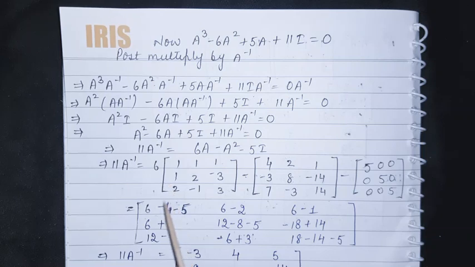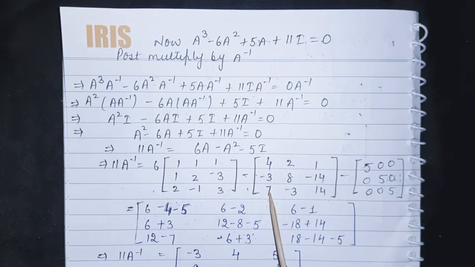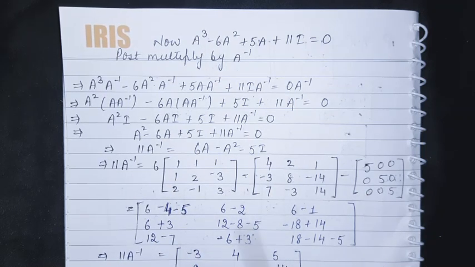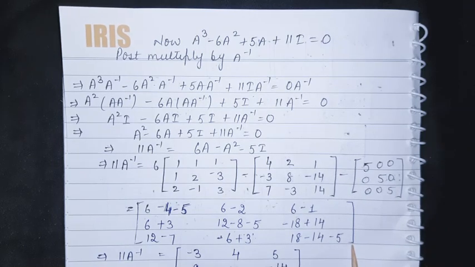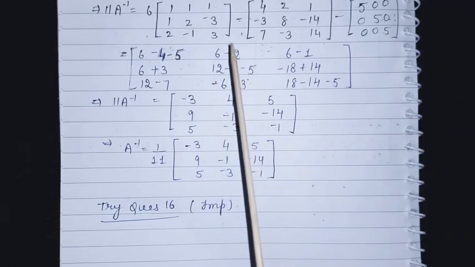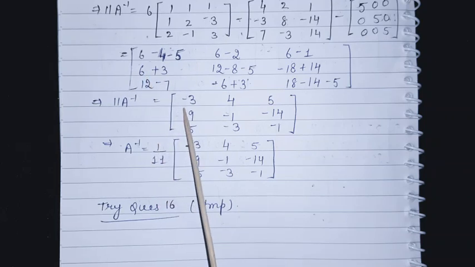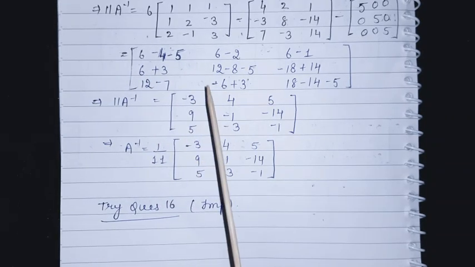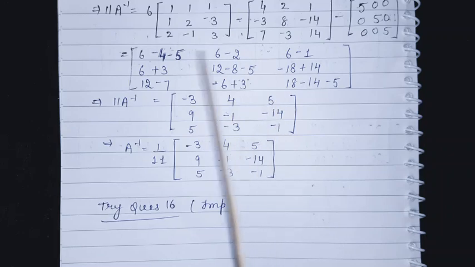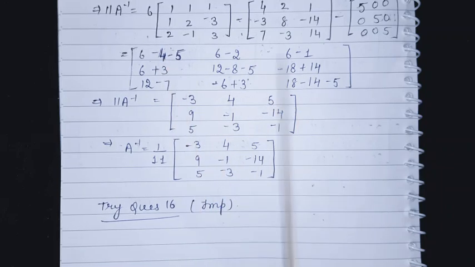Next will be 6 into 2 is 12, minus 7, and here 0, so we are not writing it. Then 6 into minus 1 is minus 6, minus minus plus 3, again 0 from here, and 6 into 3 is 18, minus 14, and minus 5. So this way our final expression or final matrix is obtained. So these values we are getting after solving them.